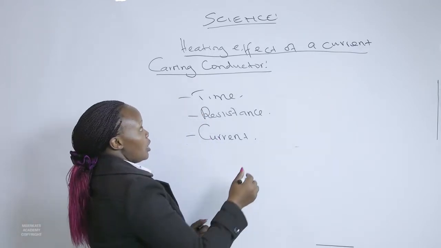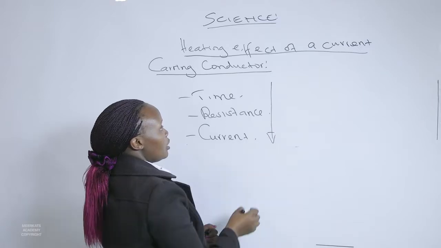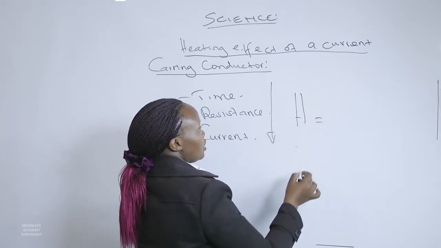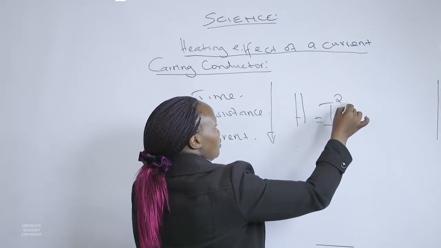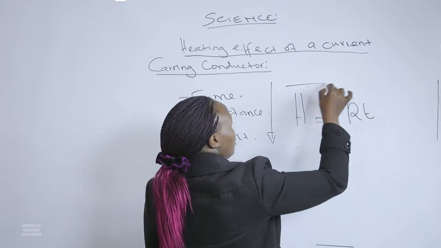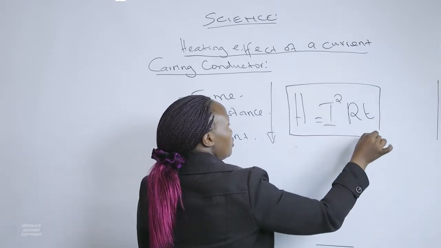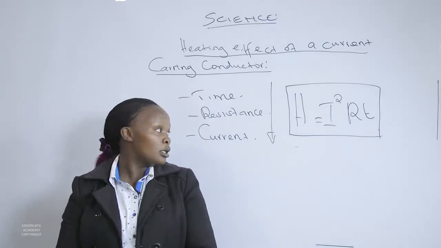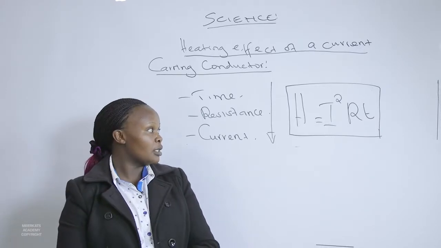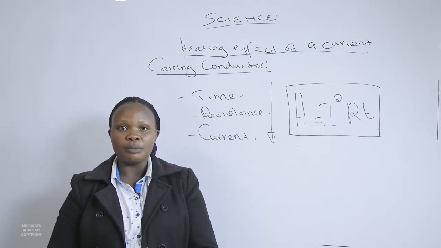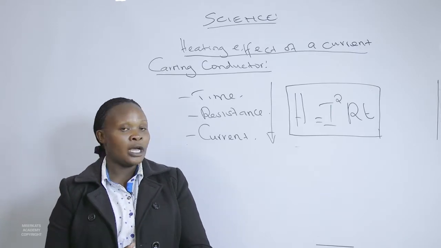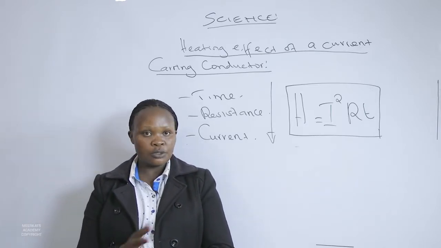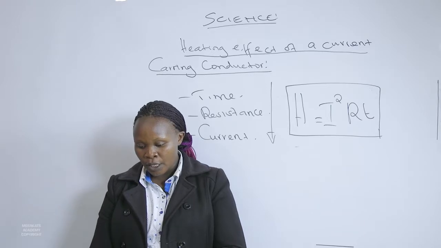Now, from the 3, we came up with an equation which relates the 3 of them, and which we called Joule's law of electrical heating, and that is where we want to build our lesson upon this afternoon. Probably find out how each one of them affects this effect of a current carrying conductor to produce the heating effect.